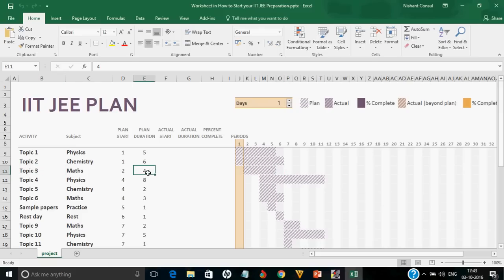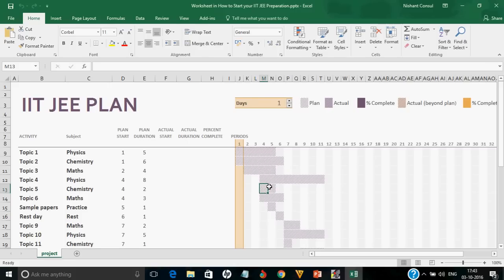And this is a Gantt chart. This is a visual presentation. This thing you see on the right side is a visual presentation of what you are mentioning here. So you can see, okay, first day it starts and it ends on fifth day. First day it starts and it ends on sixth day. Topic 3 or topic 5 starts on fourth day. So I should be starting that.